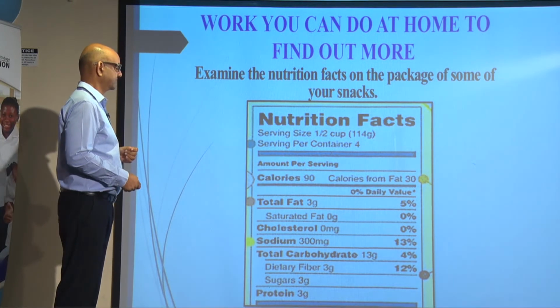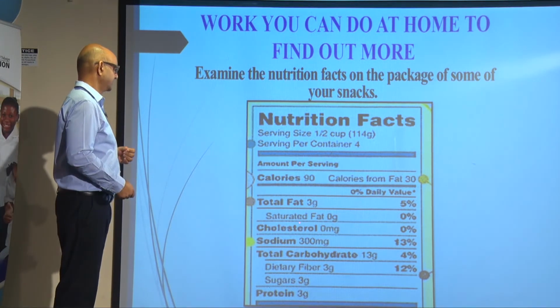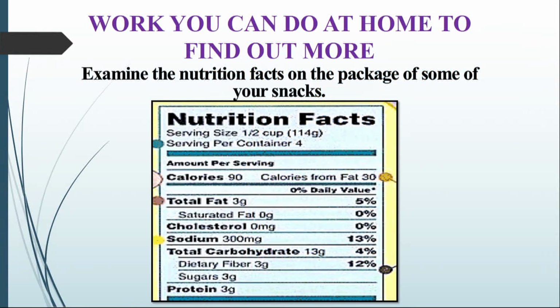There are 3 grams of fat, which represents 5% of your daily value, out of which there is no saturated fat or cholesterol in this food. There are 300 milligrams of sodium, which is 13% of your daily value, and 13 grams of carbohydrates, 3 of which are fiber, and 3 sugars. This represents 4% of your daily intake of carbohydrates, and 12% of your fiber. There's also 3 grams of protein in this food.